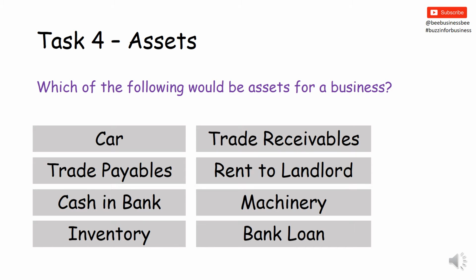Okay, task 4, we're going to move on to assets. So which of the following would be assets for a business? I'm hoping that you identified that assets are items that a business owns, and as a result of that, the car, trade receivables, so money you're due in, cash in the bank, machinery, and inventory or stock. They are all things that the business would own.